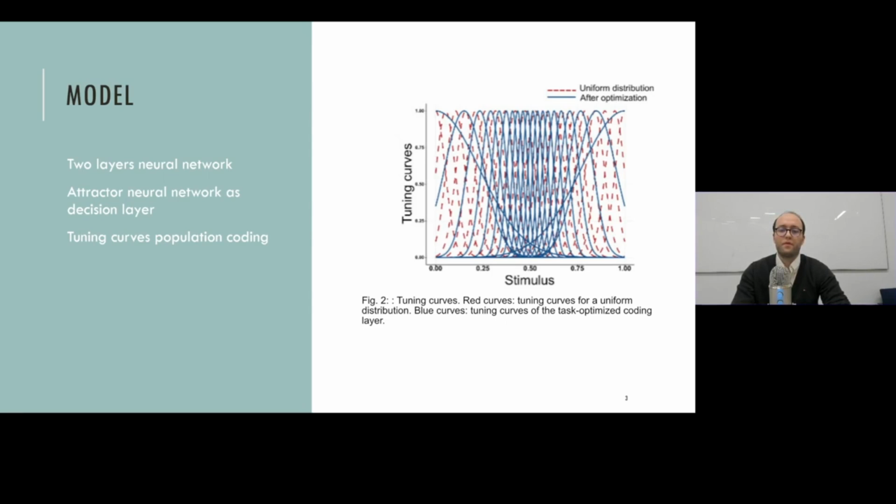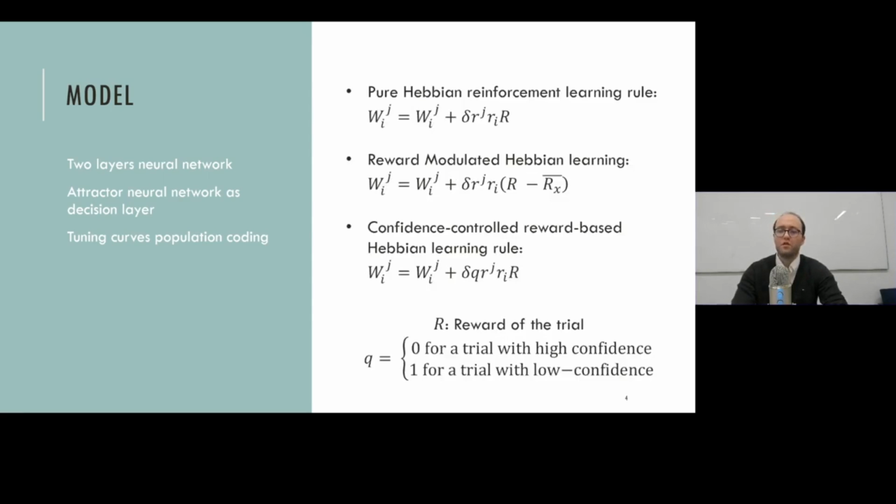Because in this project I was interested in the learning of this categorization task, I considered three possible learning rules. The first two are standard in the field and correspond to the pure Hebbian reinforcement learning rule and the reward modulated Hebbian learning rule. In those rules, the synaptic modification depends on the learning rate delta, the pre and post synaptic firing rates, Rj, Ri, and the reward R, and in the case of the reward modulated rule, the reward minus the mean reward that has been obtained upon presentation of stimulus X.